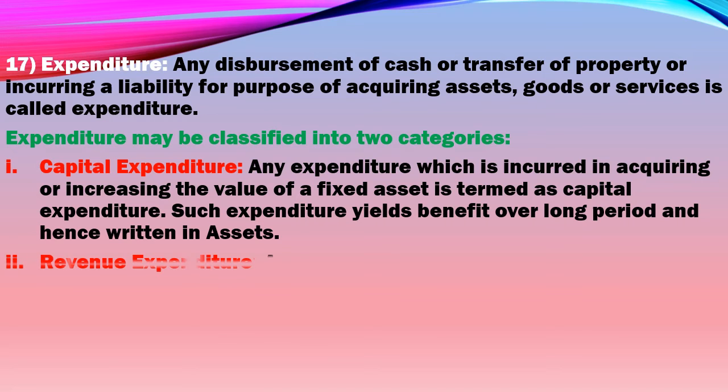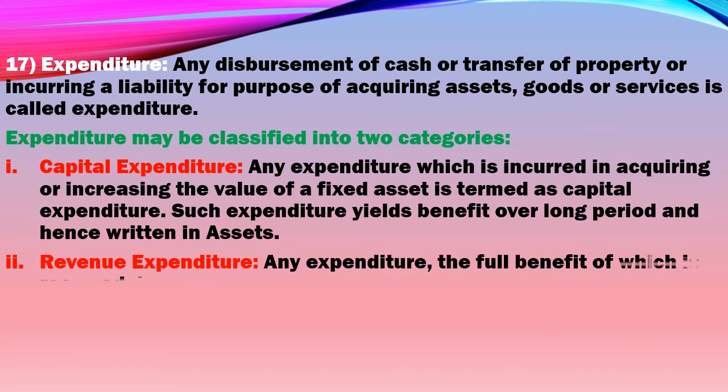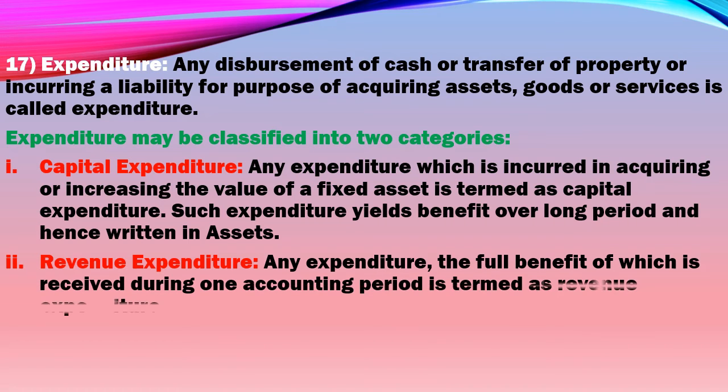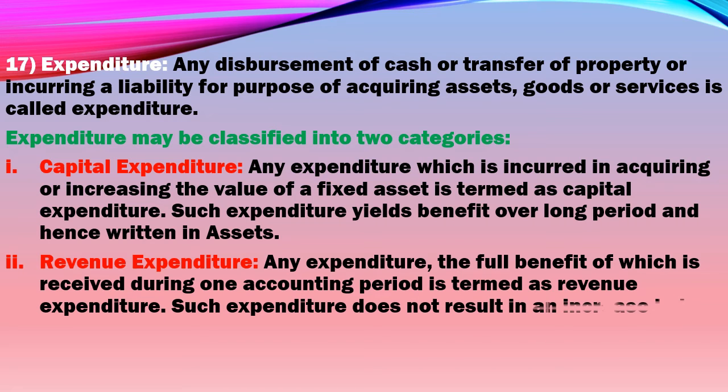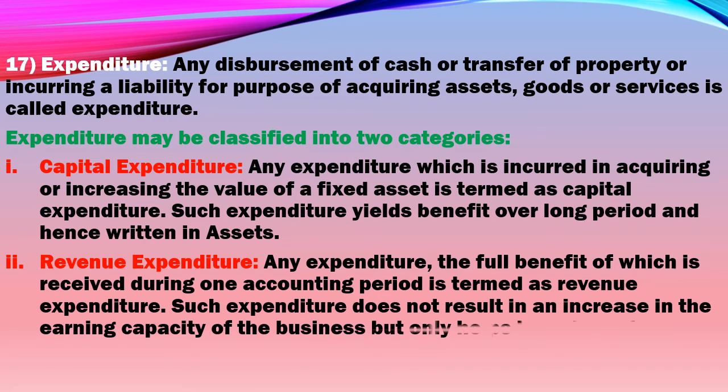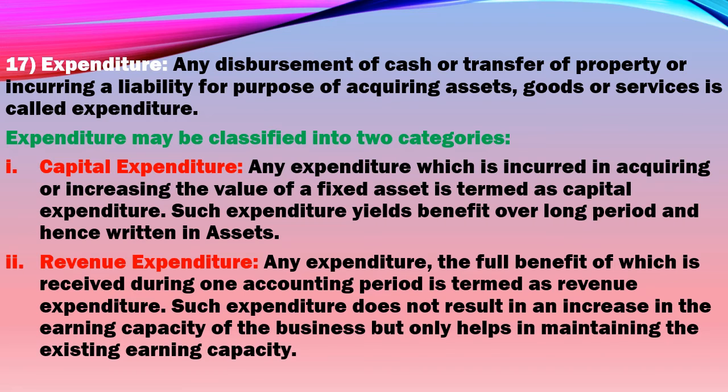Second we have is revenue expenditure. Any expenditure the full benefit of which is received during one accounting period is termed as revenue expenditure. Such expenditure does not result with an increase in the earning capacity of the business, but only helps in maintaining the existing earning capacity. So next type of expenditure here we have is revenue expenditure. So the revenue expenditure benefit is for one accounting period. It does not increase the earning capacity, which means that it does not buy a new asset, but it only helps in maintaining the existing earning capacity.